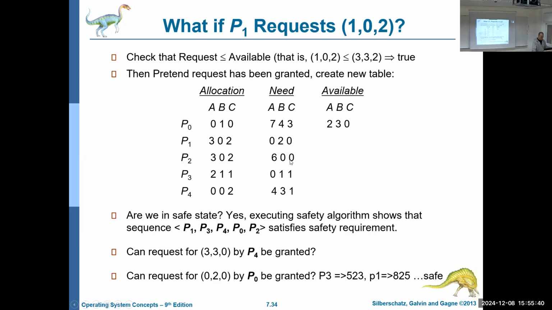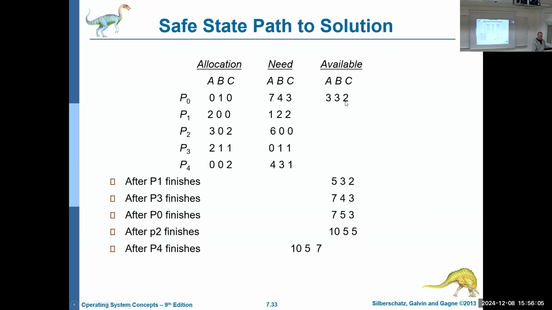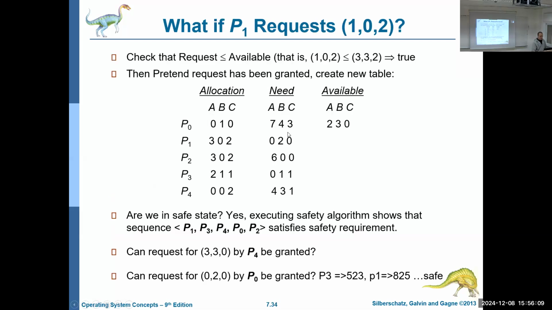Actually, P3 doesn't need any Cs, but he needs one more A. So anyway, yes, we can request 330 by P4 be granted. P4 wants 330. Are we doing it from the previous table? Yeah, not from here. Exactly. 330, we've got it available.